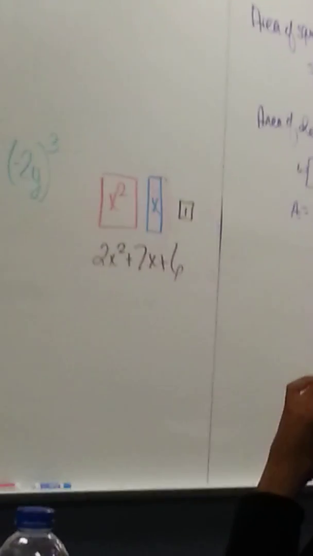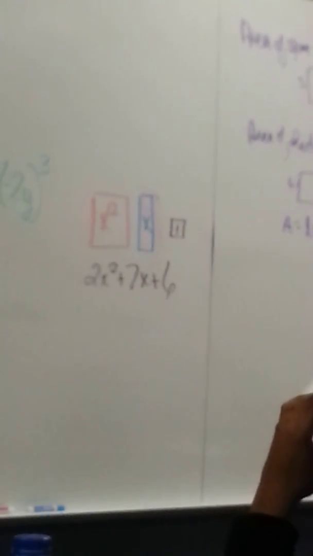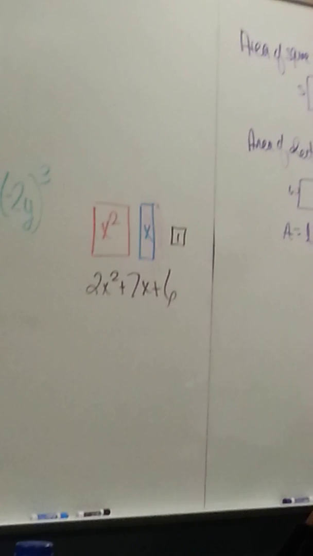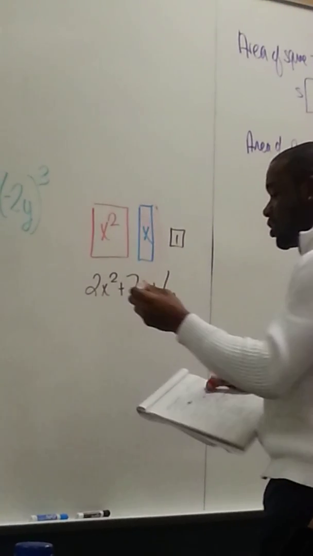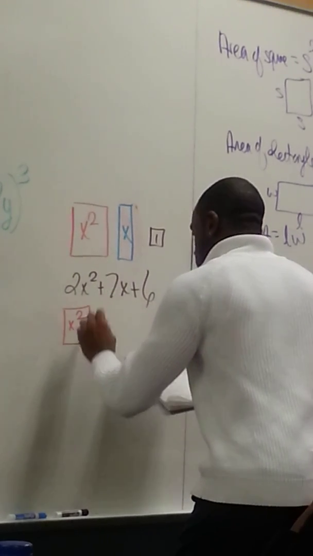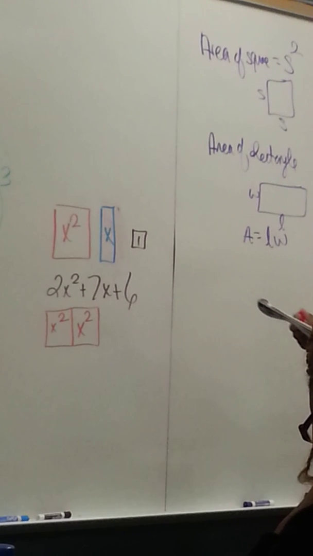I'm going to use my two big blocks, my reds. I need two of those, right? Because I got 2x squared, right? Everybody agree? Cool. So now we get 2x squared. Boom, boom, right next door. That's 2x squared. How many x's do I need?